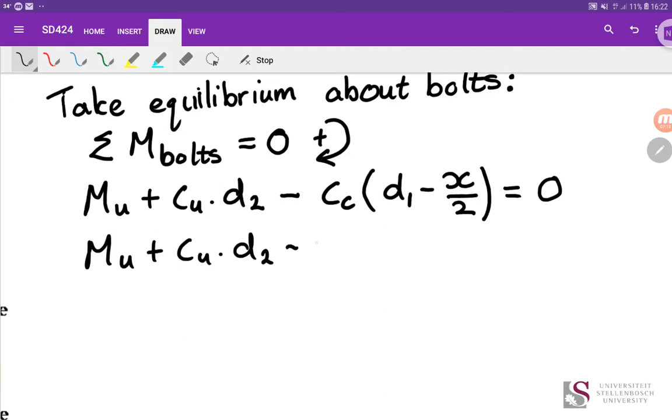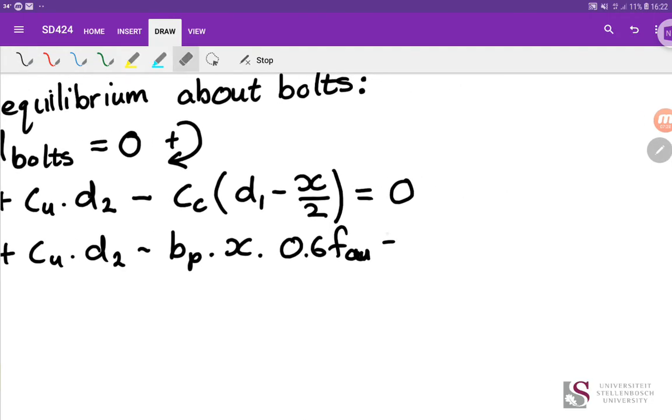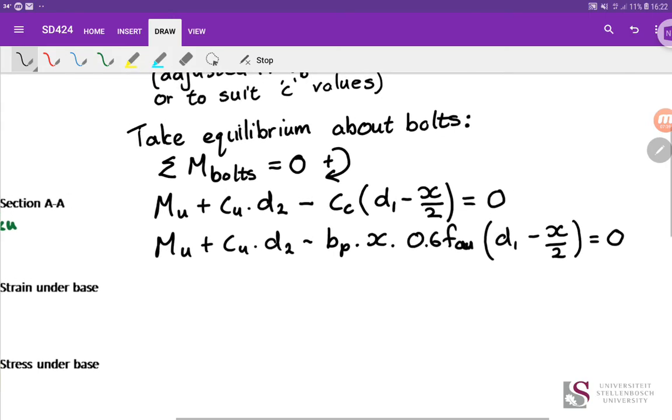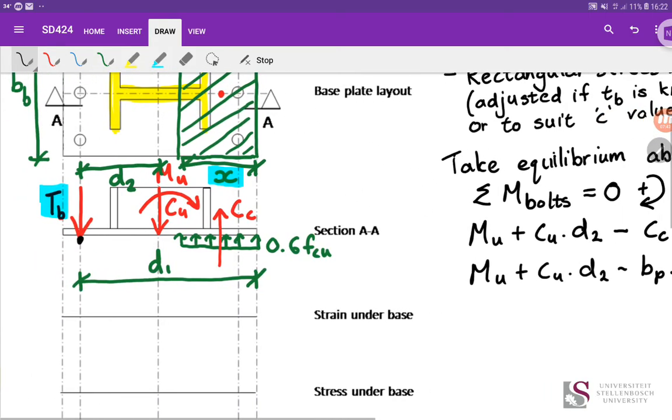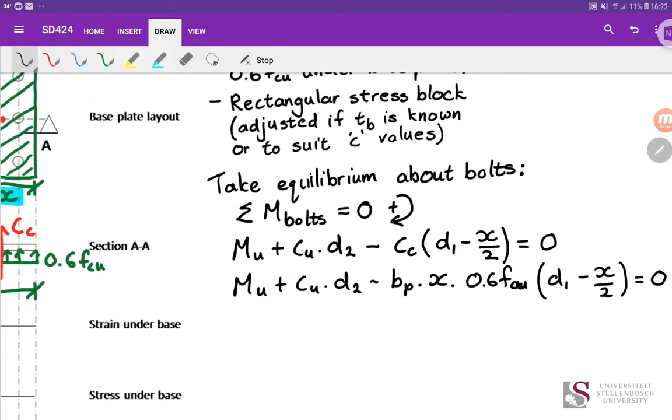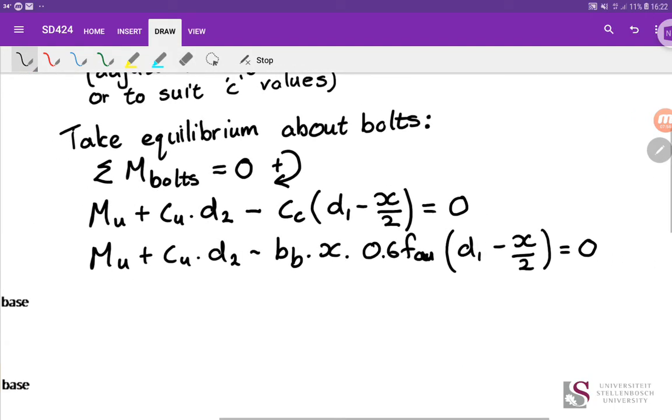To simplify this, I'm just going to substitute the values into this equation for the Cc. So this is just the area times our stress. And that gives us our full equation we can work with. And so the BP, the breadth of the base plate is there. Just to be consistent, this should be the breadth of our base plate. And so there is our equation that governs the design.